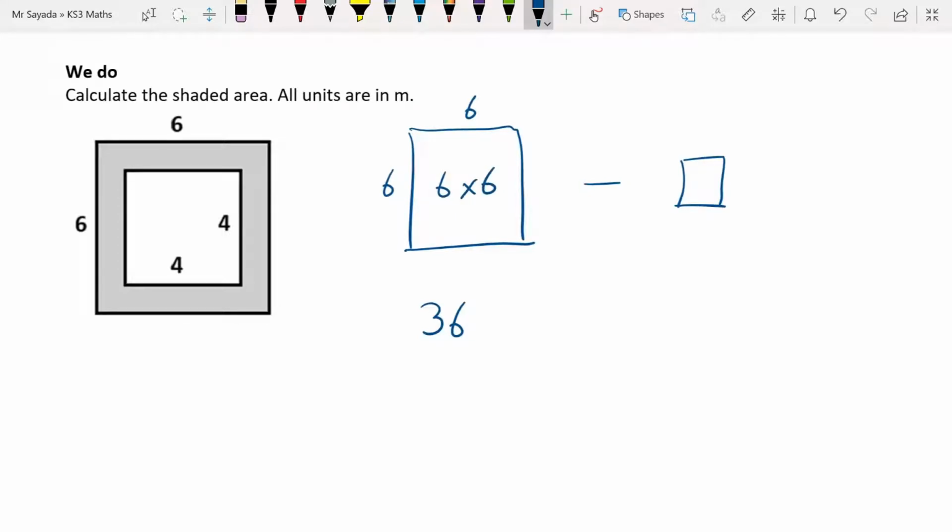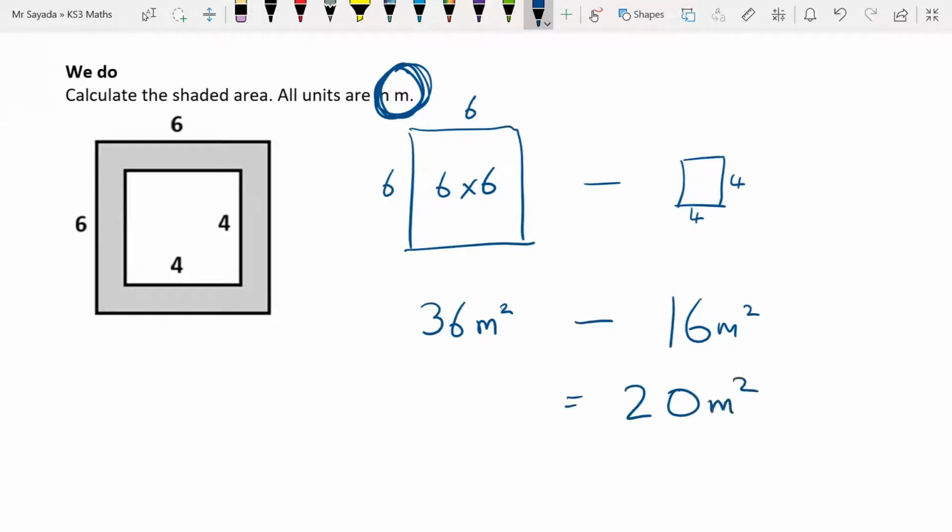What are the units of that area? Say your answer to the video now. Now you may have said by mistake centimeters squared, but actually you should have said meters squared because all units here are in meters. What's the area of the smaller square here? Say your answer to the video. You should have said 16 because it's a 4 by 4 square. So its area is 4 times 4, which is 16. So we have to do 36 minus 16, which is 20 meters squared.